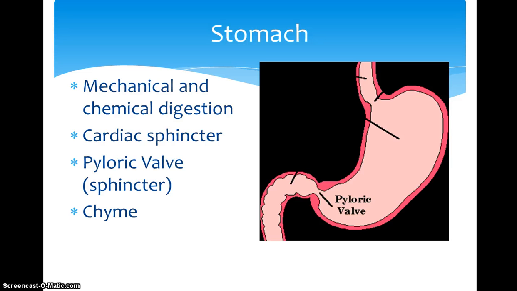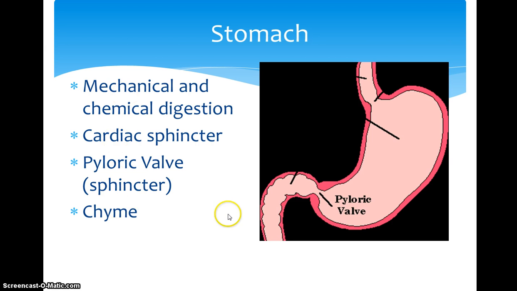Acid reflux occurs when that cardiac sphincter doesn't completely close, and as the stomach contracts and churns, it splashes food and the stomach acid back into the esophagus. The esophagus isn't designed to be protected against that stomach acid, and you feel a burning sensation. Thus, the generic term for acid reflux is heartburn.